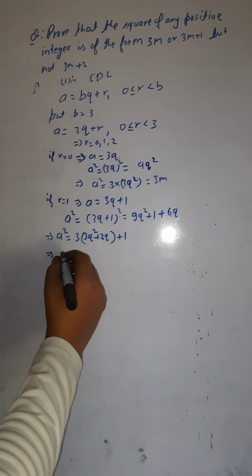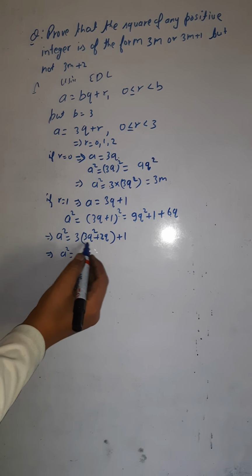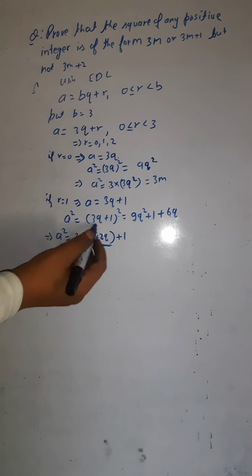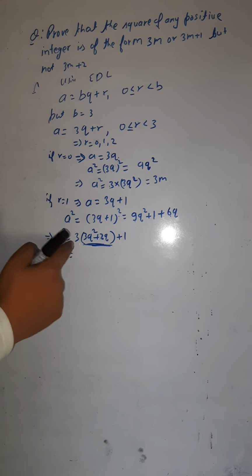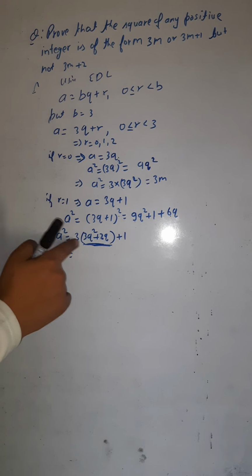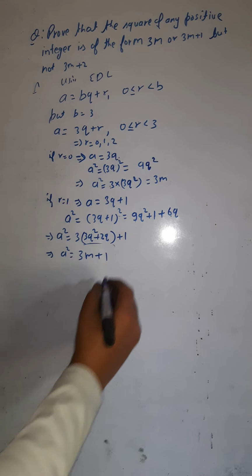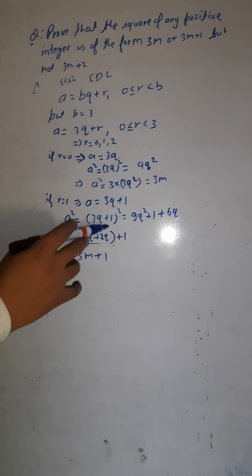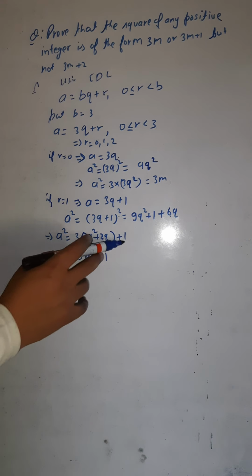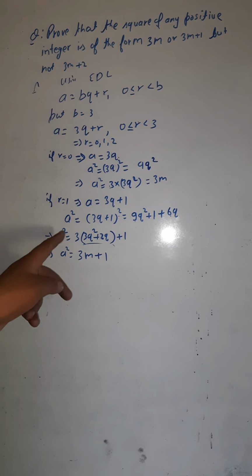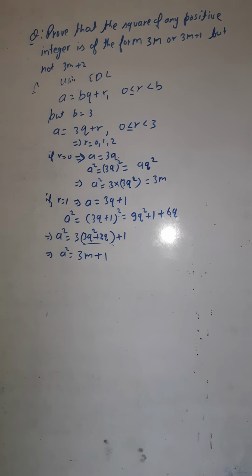Now let's say this inside one is some other integer. Let's say this integer is m. So if this is m, I can again write it as 3m plus 1. Let's say this complete thing is m, so I can write it as 3m plus 1. So hence the square of any positive integer is of the form 3m plus 1. Have proved. Getting this or not? Very good. Now let's take another value.